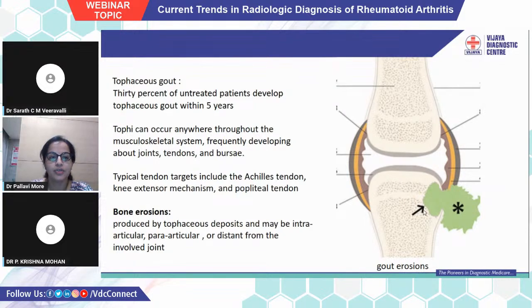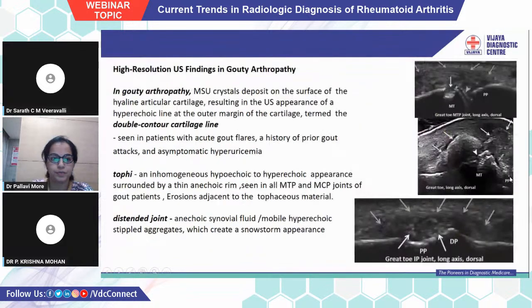Tophi can occur anywhere throughout the musculoskeletal system, frequently developing about joints, tendons, and bursae. Typical tendon targets include the Achilles tendon, knee extensor mechanism, and popliteal tendon. The bone erosions produced by tophaceous deposits are intra-articular, para-articular, or distant from the involved joint.